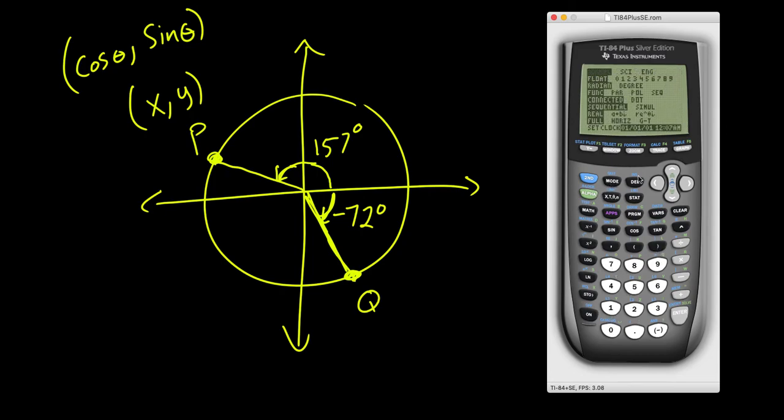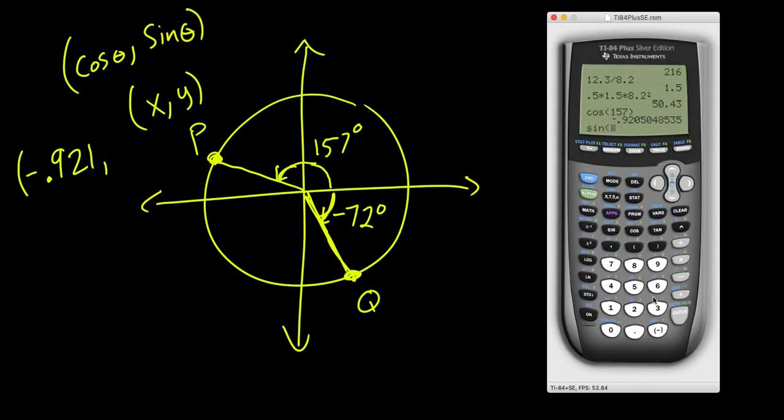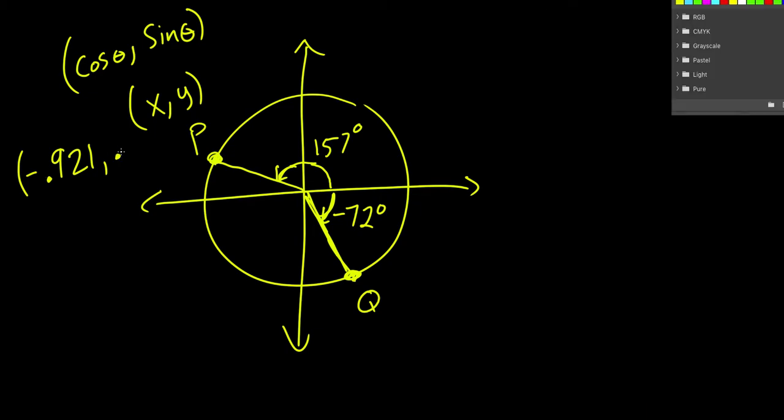I want to go to mode and make sure that I'm in degrees because I'm plugging in a degree measure. And then I get negative 0.921. Yeah, because we want to do 3 significant figures. So we get negative 0.921 for the x value. And then for the y value, we do the same thing. We just say sine 157. Once again, check that you're in degrees if you haven't already. And that's 0.391.